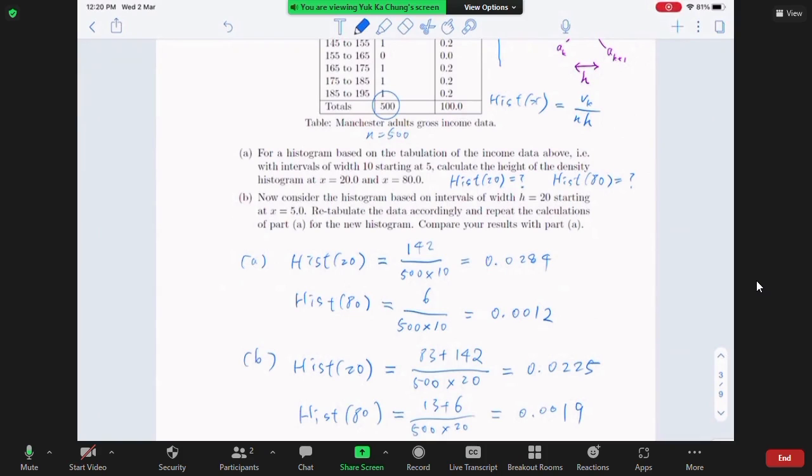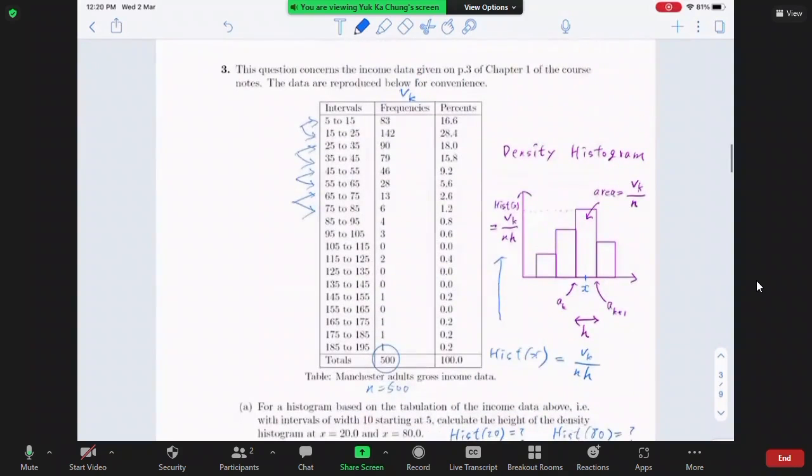Okay? So this is also the reason why in a histogram we use the area instead of the height to represent the proportion. So that even if you use a different definition of the class interval, the shape of the data distribution will still be preserved. Is there any question? Yes?